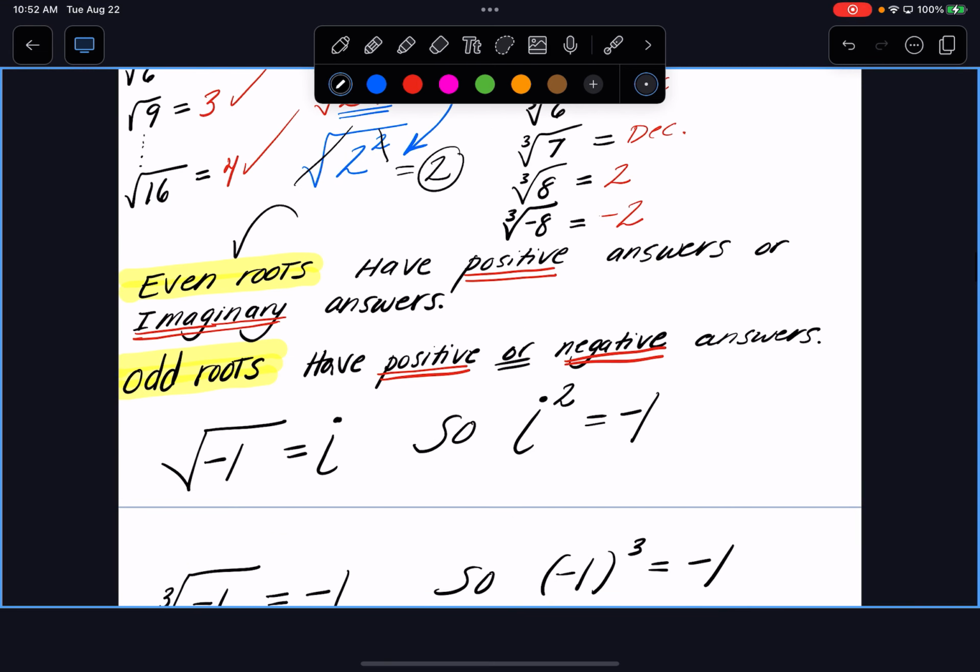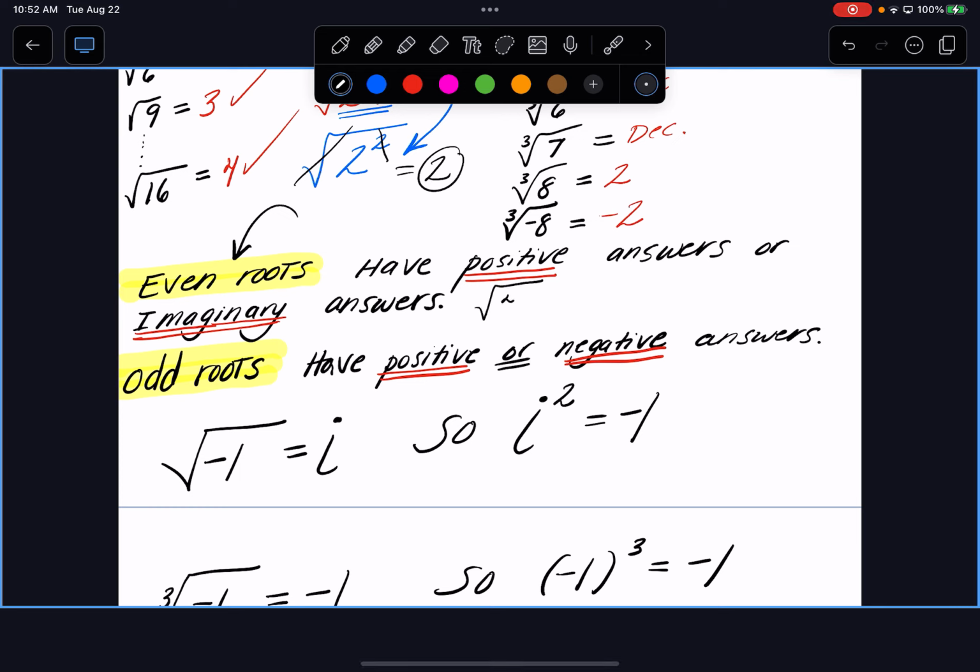All right, write down the word in your notes, even roots. So I would write down what I wrote exactly up here. Even roots have positive answers or imaginary answers. So even roots are square roots, fourth roots, sixth roots. You cannot take an even root and get out a negative answer. It's not possible. So let me explain.